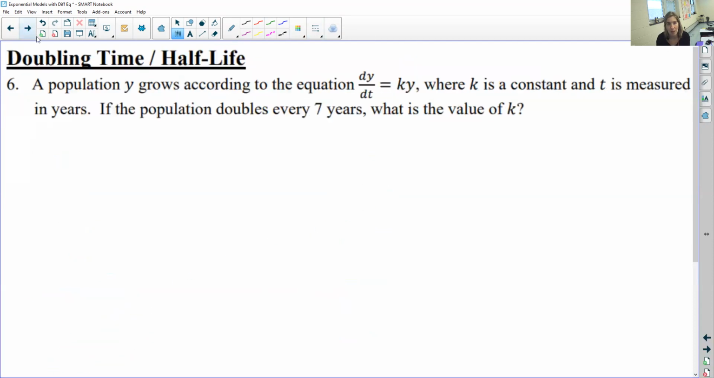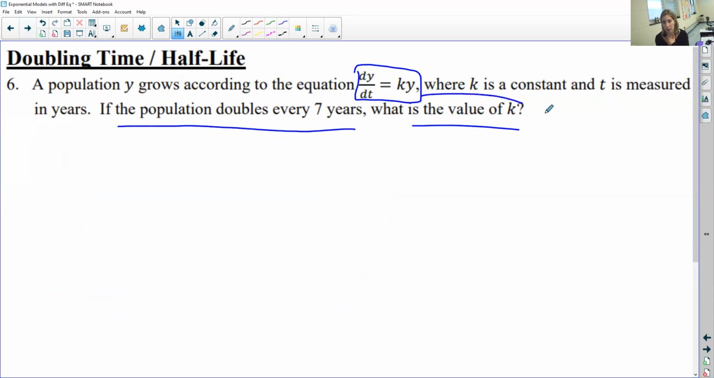Alright, so this last example just asked us to find the value of k for a certain doubling time. So a population y grows according to this differential equation. Once they tell you that differential equation, you automatically know the original equation. You don't have to go through the whole separation of variables. You can if you forget, but you don't have to. They tell us that k is the constant and t is measured in years, and it doubles every 7 years. What's the value of k?